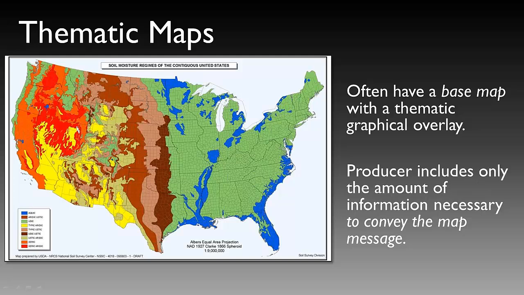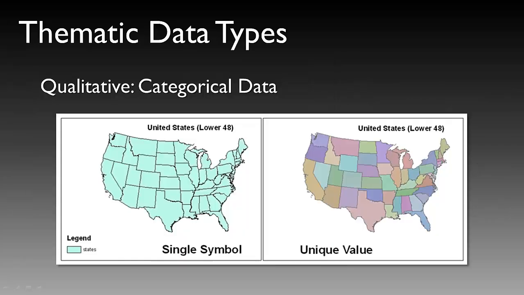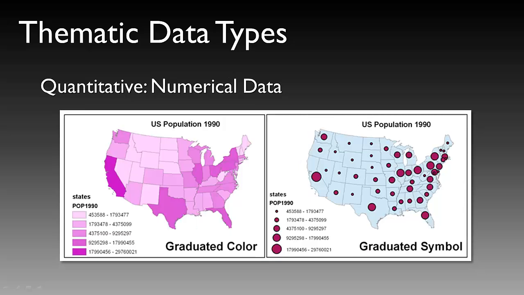The producer generally includes only the amount of information necessary to convey the map message. Too much information can cause confusion and difficulty reading the map. Some additional examples shown here are of qualitative categorical data. We can show the lower 48 United States as a single symbol, or we can break them up by colors, or we can start overlaying different types of numerical data, in this case 1990 US population shown as a graduated symbol. Different types of maps showing similar data but using different methods.